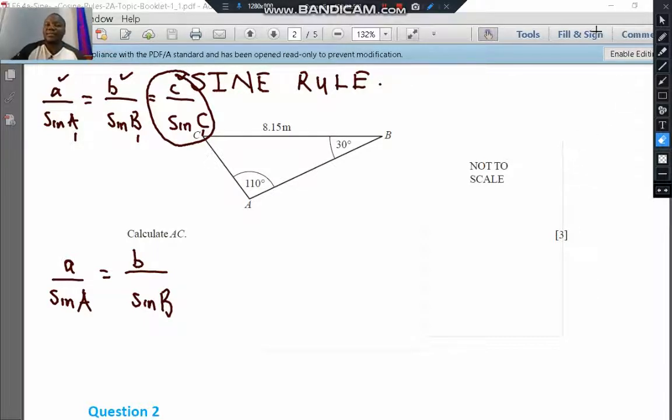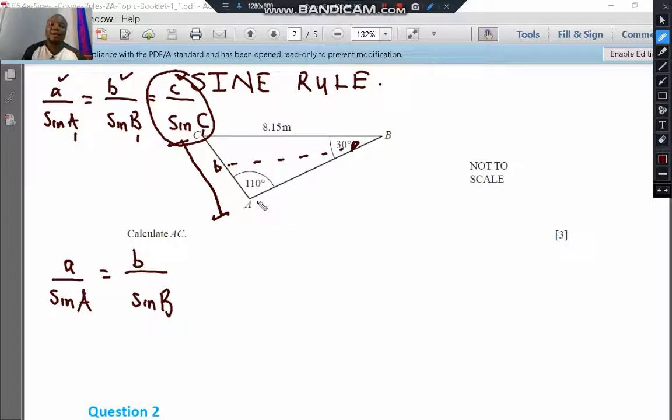We've been given this triangle here, if you look at it nicely. We've been given this triangle as ABC, and then the question says calculate the length AC, which is this part here. Now if you look at this length, there is a B there, so AC can be the small b, if you followed what I've been saying, because it is opposite the angle B.